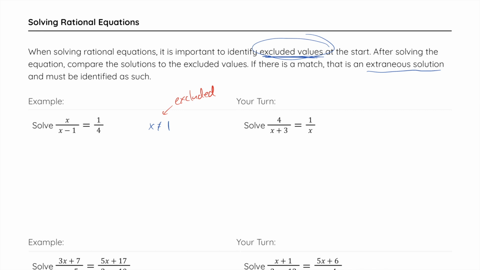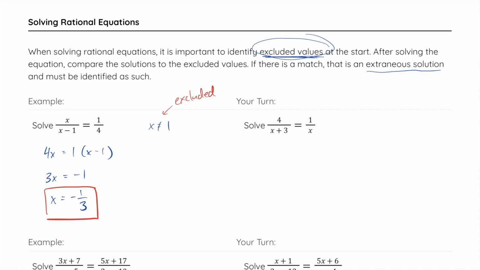Now when I want to solve this, I have a few different approaches. Sometimes I can multiply by the common denominator, or in this case I can multiply both sides by x minus 1 and both sides by 4, which is the common denominator. What we end up with is 4x on the left and 1 times x minus 1 on the right. If we simplify that, we get 3x is equal to negative 1. So therefore, x is equal to negative 1/3. This negative 1/3 does not match an excluded value, so this is in fact the solution to this equation.